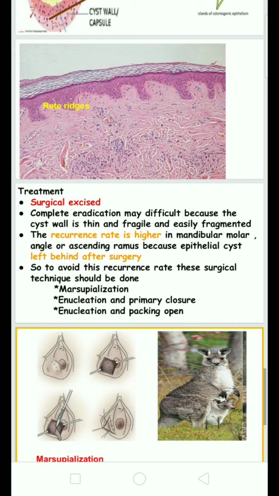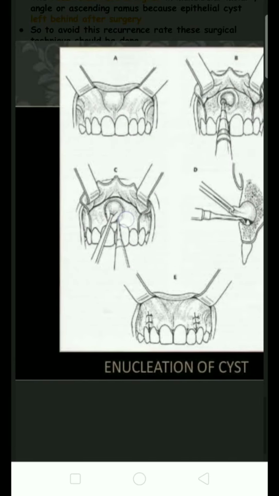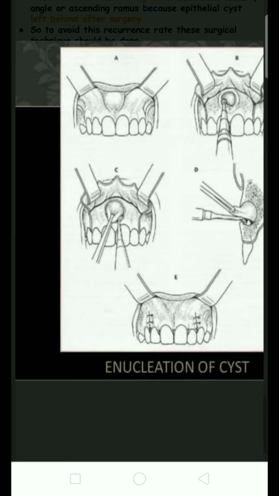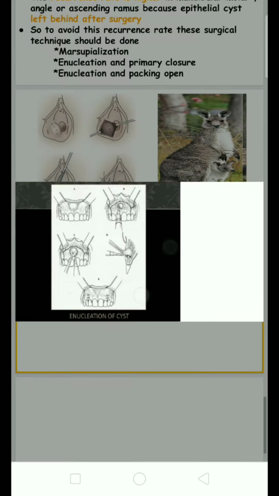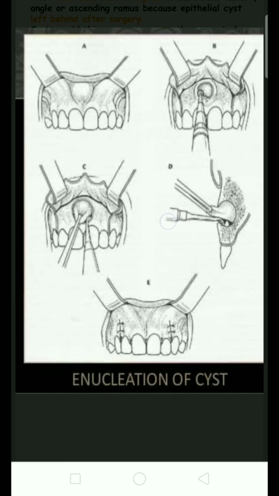At the same time, enucleation means directly opening the cystic wall, enucleating the cystic lumen, and suturing it. Enucleation and packing open means directly opening the cystic wall, enucleating the cystic lumen, and packing with cotton gauze like material, or packing with the wound closed.